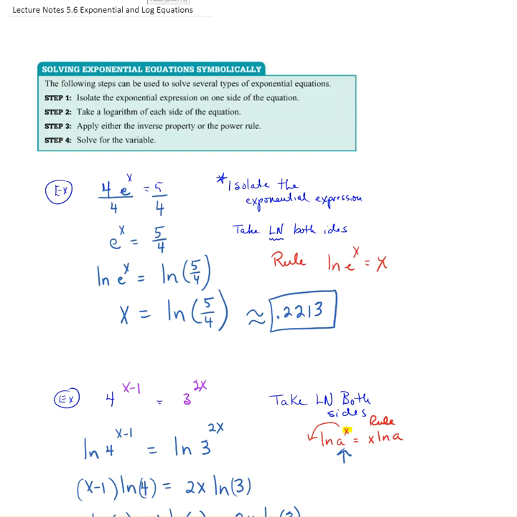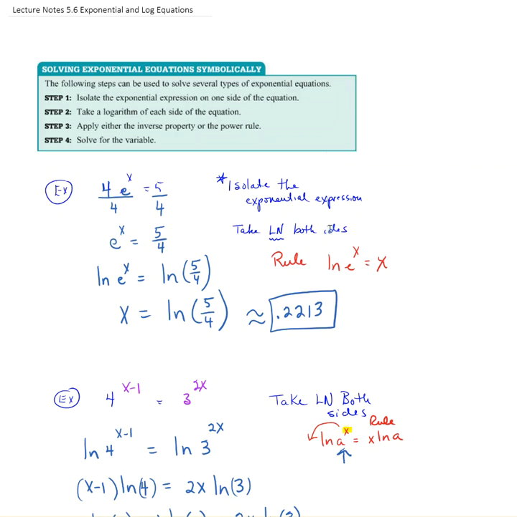This is 5.6, and we're going to take what we've learned and do some exponential and log equations. We're not really learning too much more except how to put it all into play. So if we started out with 4e to the x equals 5, you want to isolate the exponential expression. That means, is 4 being raised to x? No, it's not. So we'll divide both sides by 4. Now we have e to the x equals 5 over 4.